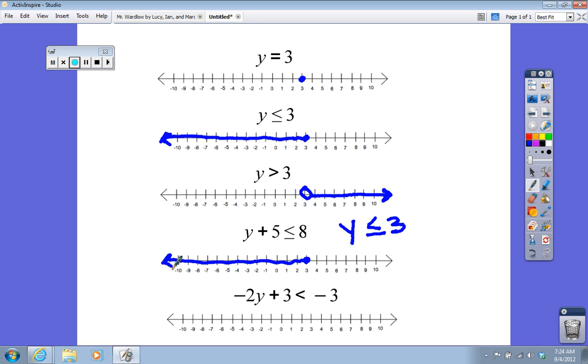Now, there's a very important rule when we're solving for inequalities. If we end up multiplying or dividing by a negative number, then we're going to have to flip the sign because it changes the inequality. Let's see how that works.